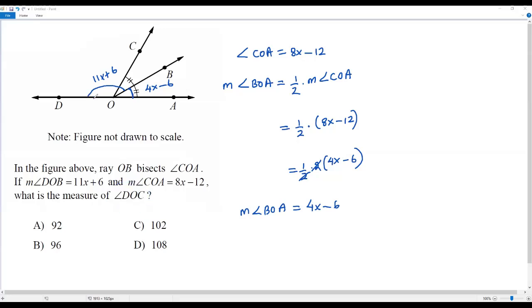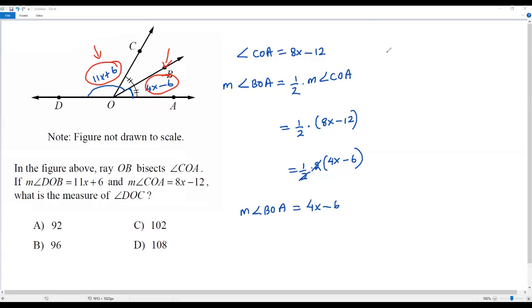Here, this angle measure is an angle on a straight line. It measures 180 degrees. And the angle measure 11x + 6, that is the measure of angle DOB, and the measure of angle BOA, these two angle measures together form an angle on a straight line. So since these two angle measures, 11x + 6 and 4x - 6, together form a straight angle, they must add up to 180 degrees.